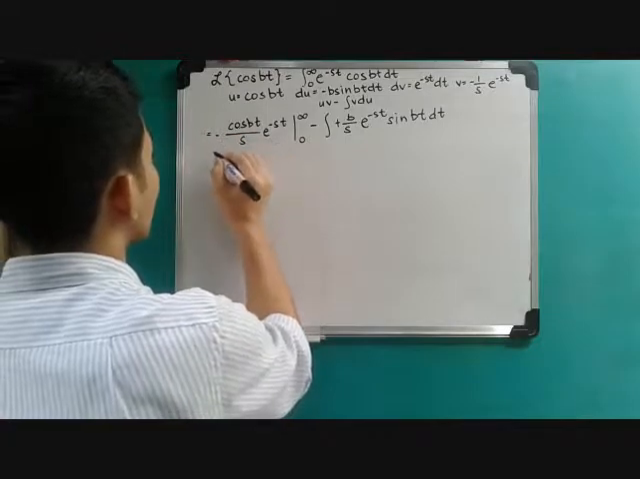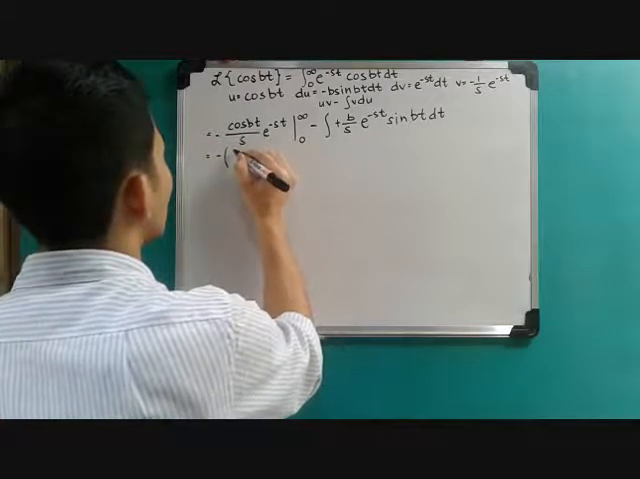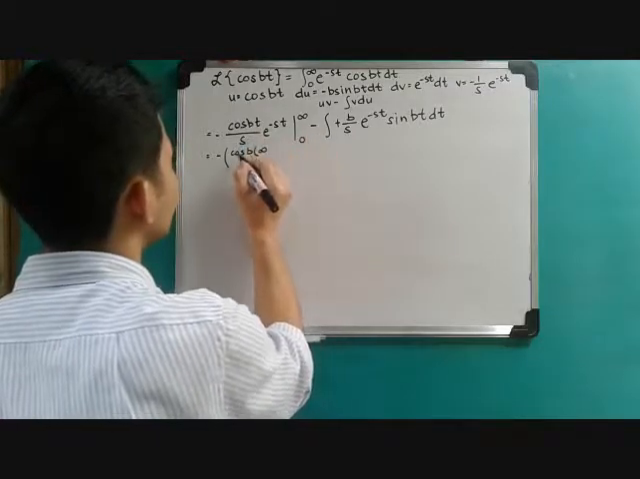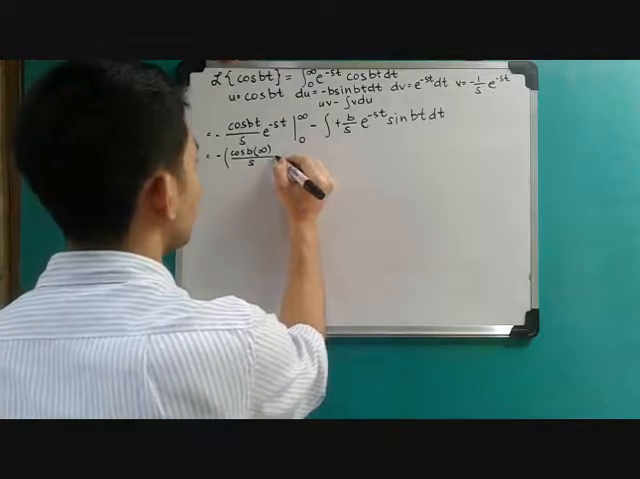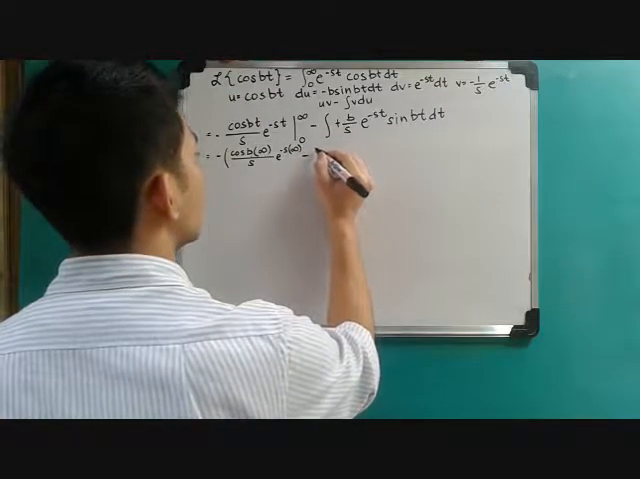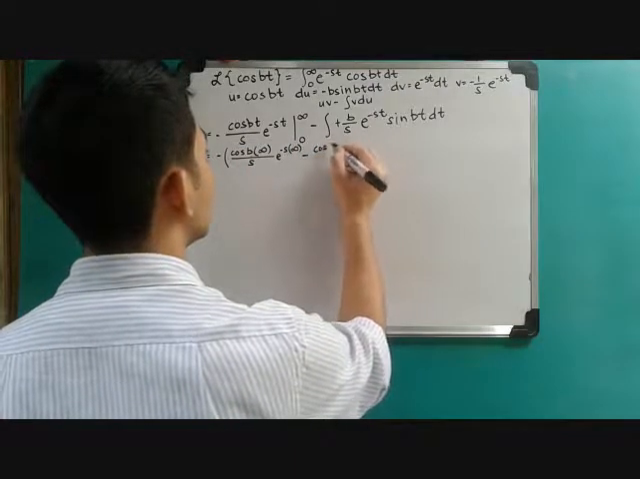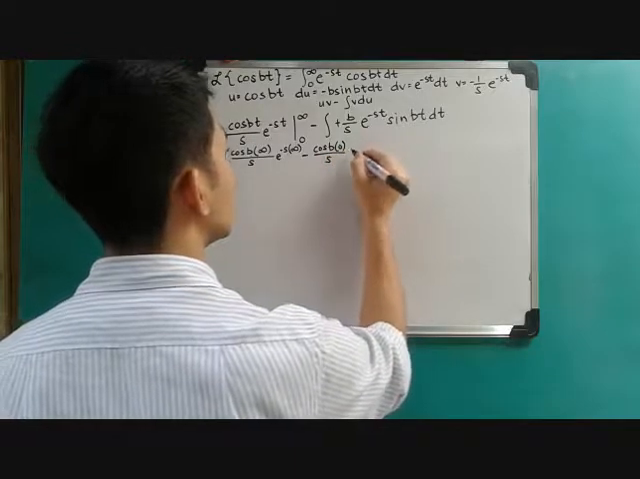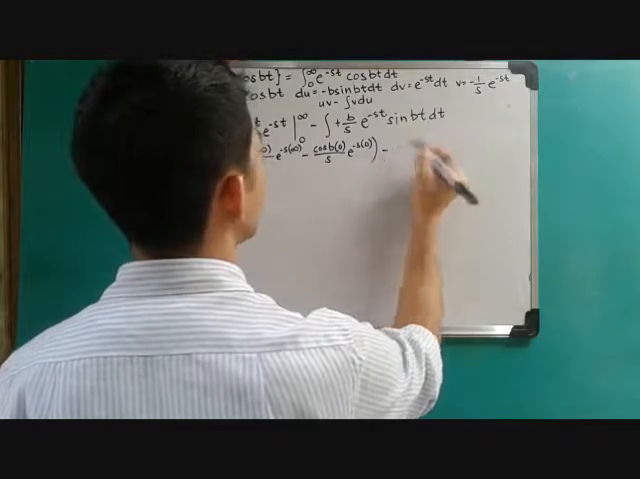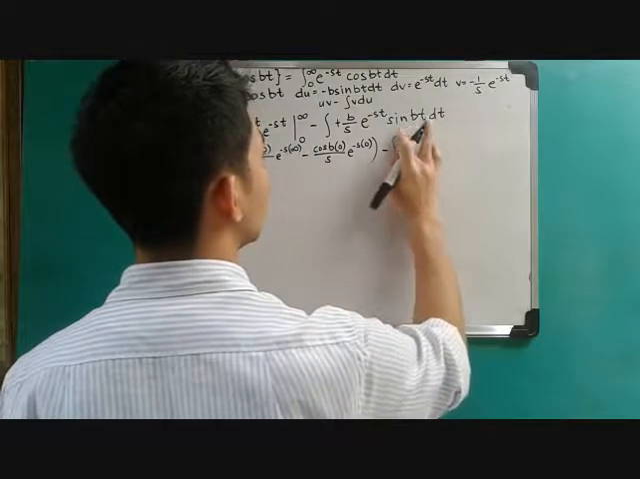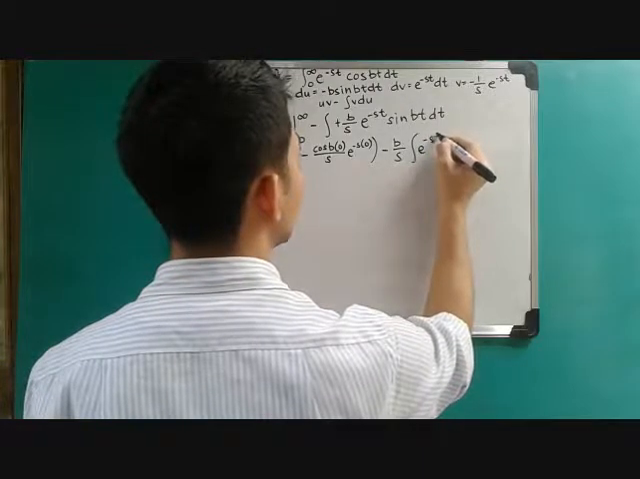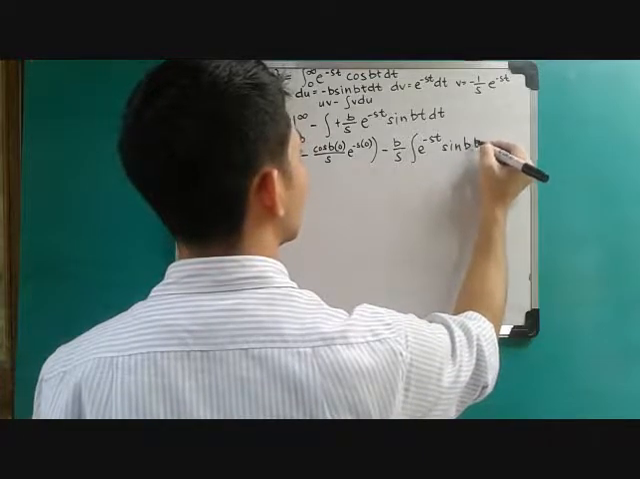Substituting the limits will become negative cosine b times infinity over s times e raised to negative s times infinity, minus cosine b times 0 over s times e raised to negative s times 0, minus the integration of, b minus b over s times the integration of e raised to negative st sine bt dt.